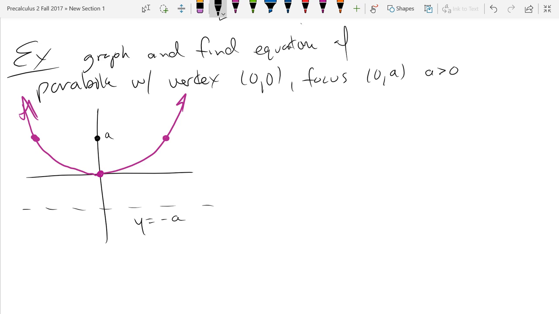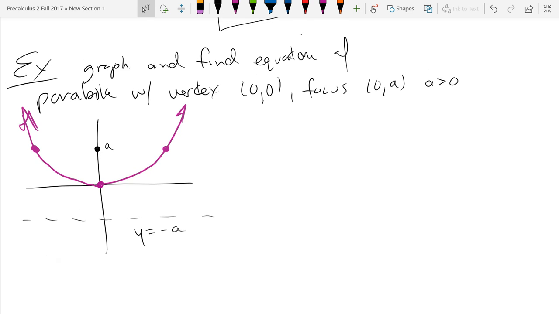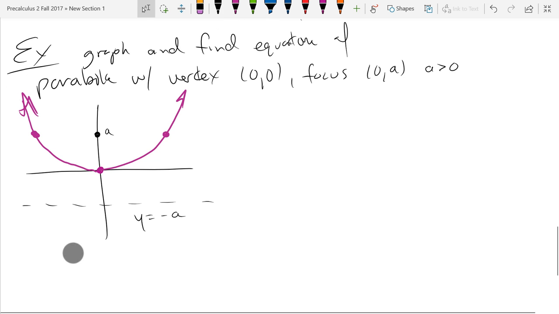So I kept my parabola, the actual points on the parabola are all in purple here. And then I used a black marker for the focus, directrix, parts of the graph that aren't actually points on the parabola, that are kind of guidance. All right, so any questions on the graph before we jump into how to write the equation down?